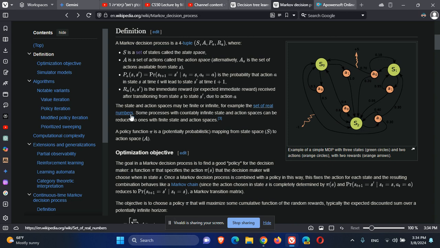Okay. Some processes with, because you can't count it, you can't order it. Right? And then aleph. Okay. Some processes with countably infinite state and action. Note, countably. So we mean aleph-0. Infinite state and action space can be reduced to one with finite state and action spaces.